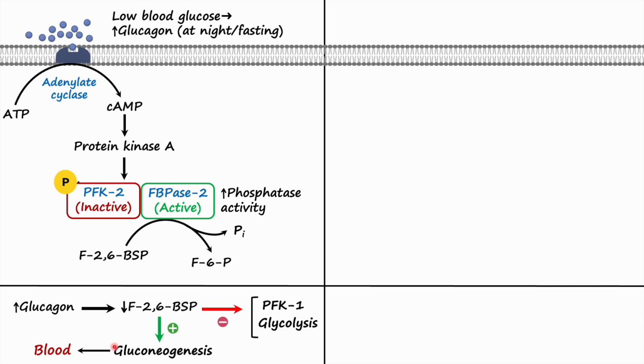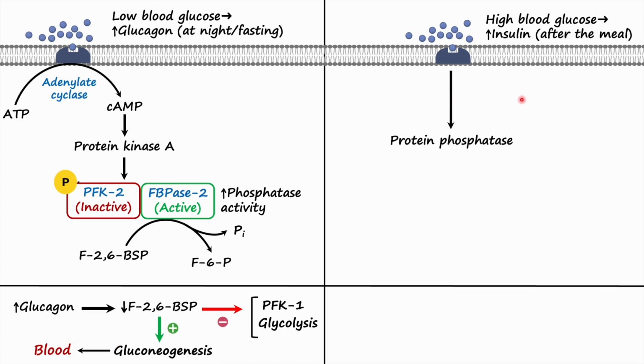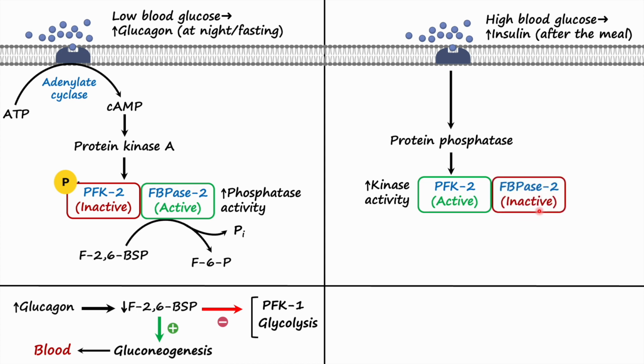Now let's take the opposite scenario where blood glucose level is high, and in that case the level of insulin goes up, and that mostly happens after consuming a meal. And when insulin level is high, it activates a protein phosphatase enzyme, and this enzyme then activates PFK2 by removing the phosphate group from PFK2, meaning that it increases the kinase activity and inhibits the phosphatase activity. As a result, fructose 6-phosphate is converted into fructose 2,6-bisphosphate. So when kinase activity is increased, it increases the level of fructose 2,6-bisphosphate.